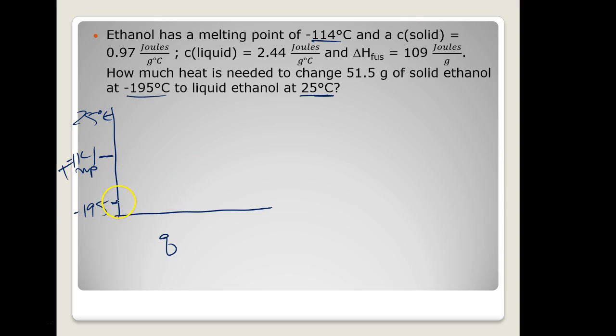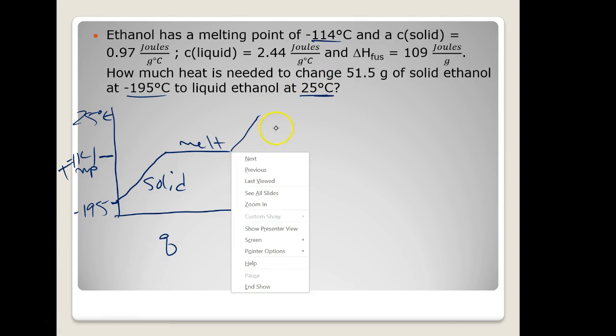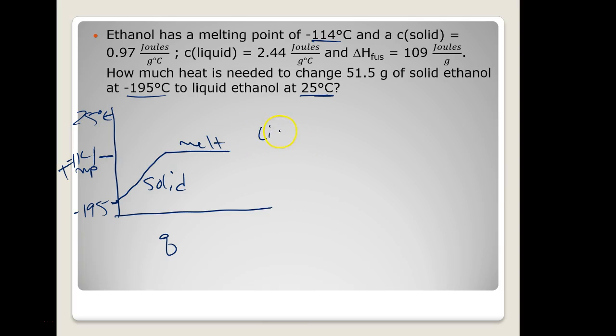So the temperature of my solid is going to go up until it hits that melting point, at which point it is going to melt. And if I continue to add heat, once it's all melted as a liquid, the temperature is going to go up until it hits 25, because that's where I'm stopping. So what I have here is 3 different kinds of calculations.